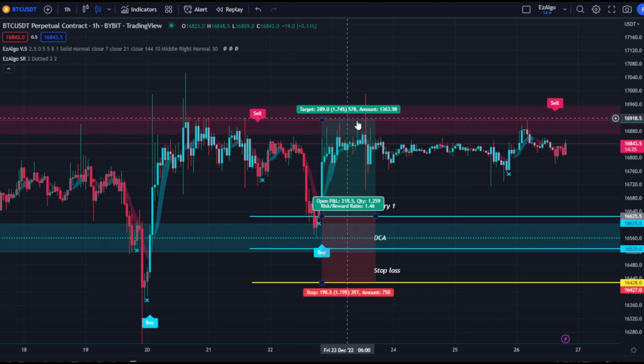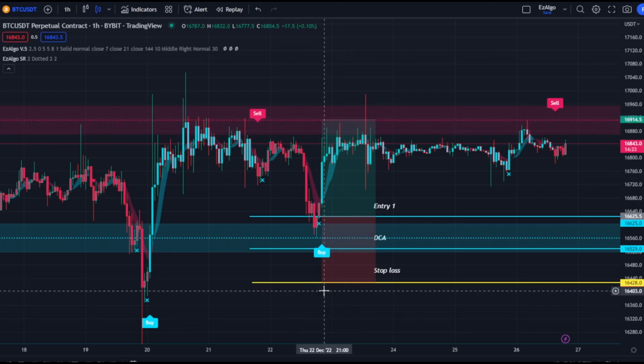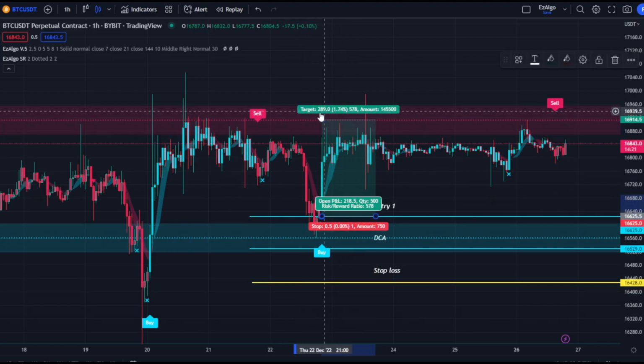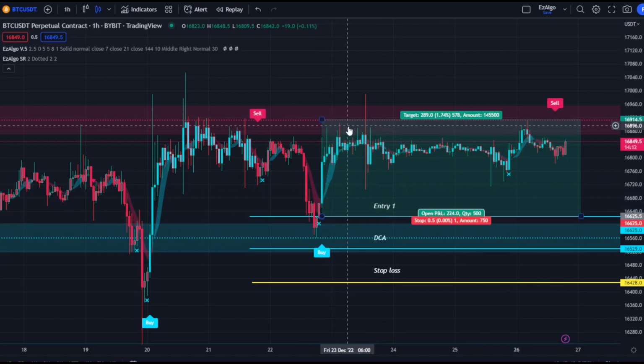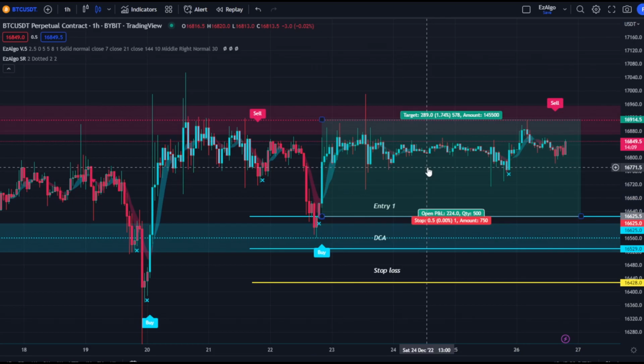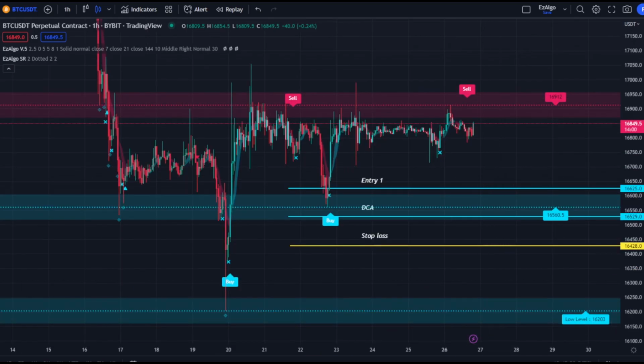Now you could sell part of your position here and move your stop loss to break even, right? So you sell half of your trade here, move the stop loss to break even, and you'd still be in the trade. Now, if you're just starting out, I recommend having a set take profit. So just take profit at the next EzAlgo resistance zone, and you can see that's almost a 2% trade on no leverage.